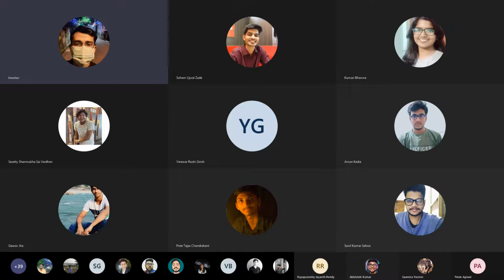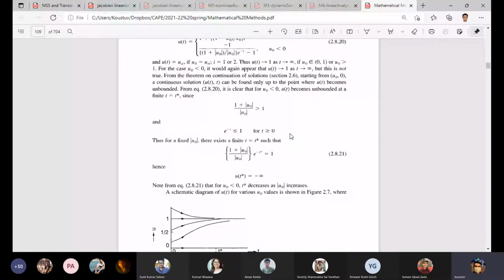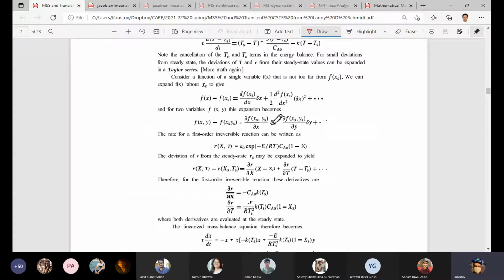Okay, if not, then let us continue our discussion. Today again the same topic will be revisited, but also a little bit more thrust will be given on characterizing the steady states. This is not only restricted to the non-isothermal CSTR, right?